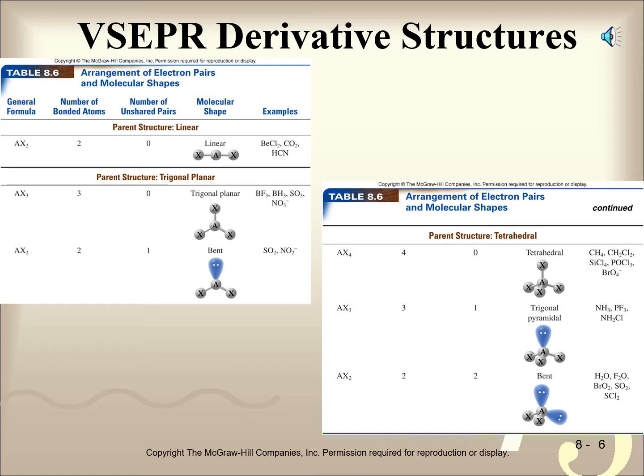Finally, if you have 4 total pairs of electrons around your central atom, 2 of them are bonded and 2 are unbonded, your electrons are going to arrange themselves in a tetrahedral, but you're only interested in looking at the bonded pairs, and they're going to make a bent shape. Memorize this chart, learn it, love it, live it.